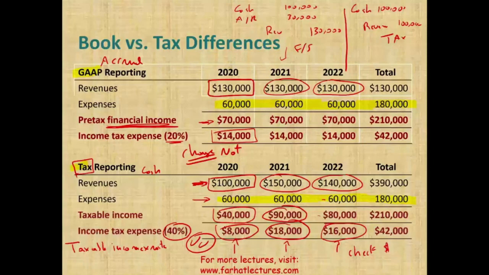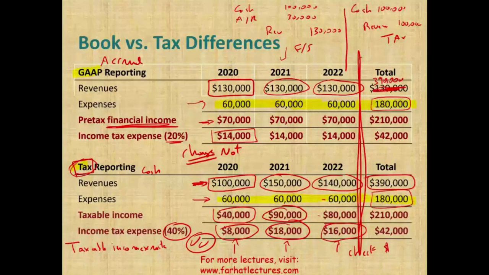Now let me show you the total over a period of 3 years. So this is the total, and there's an error on this slide. Revenue 130 plus 130 plus 130 equals 390,000. This is the error. Expenses over 3 years equal 180. Notice for tax purposes, revenue over 3 years is 390, expenses over 3 years is 180.